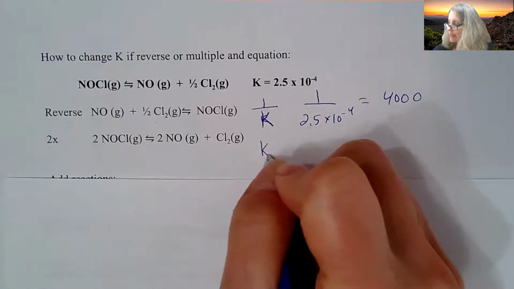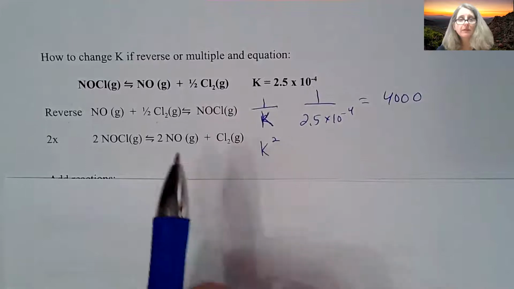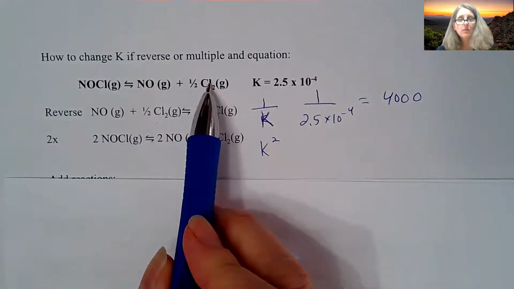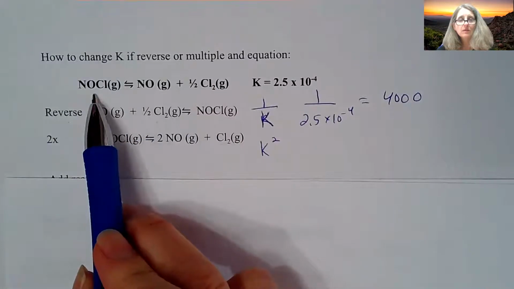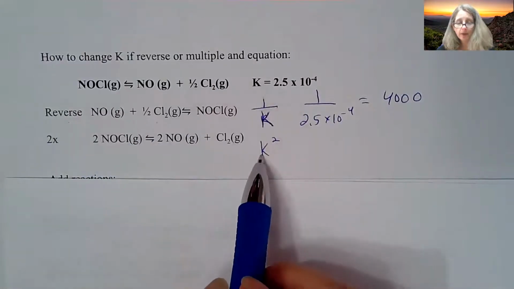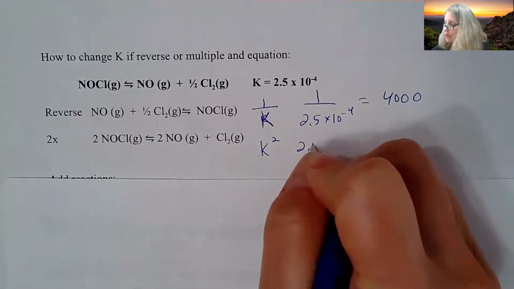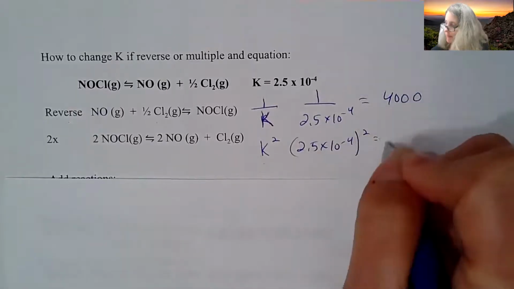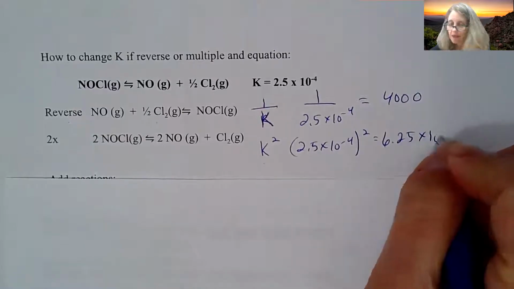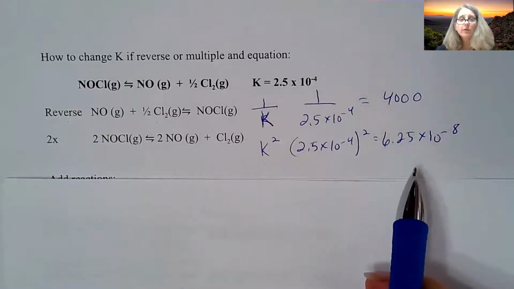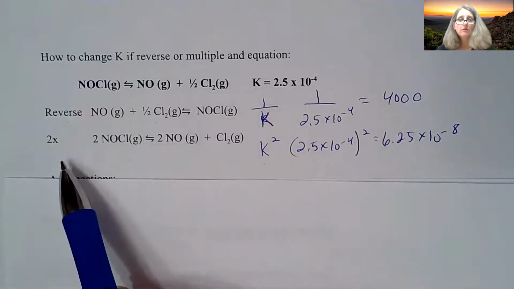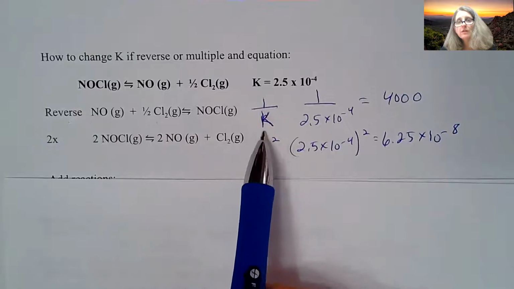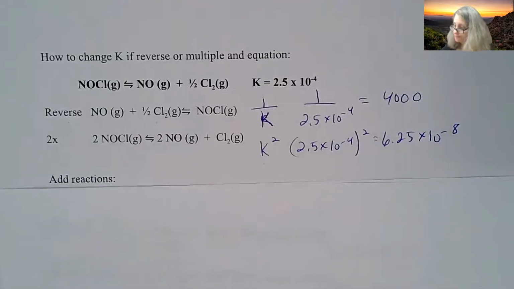Well, realize the K is going to be that factor above it, because essentially what you're doing is this is going to be squared, this is going to be to the power of 1, and this is going to be squared as well. So you're going to be squaring that K. So you're going to take 2.5 times 10 to the negative 4th, and you're going to square that number. And you get about 6.25 times 10 to the negative 8th for your K value. So whatever you do to your equation is going to be what you bring it to the power. If you reverse it, you reverse the K.